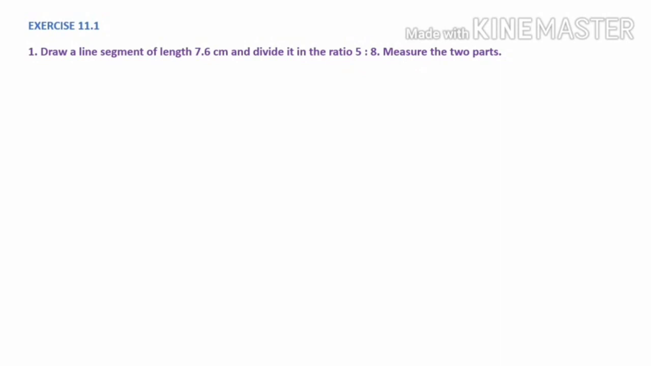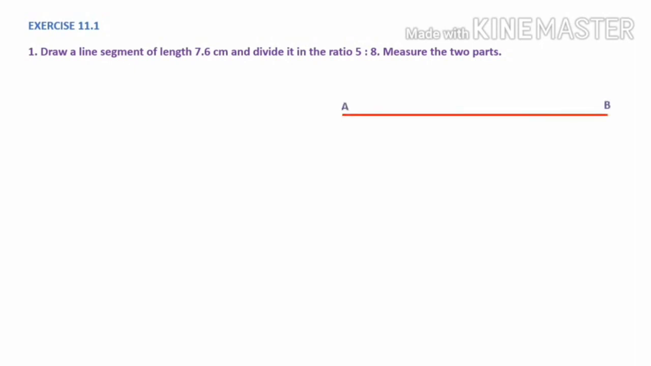Here first of all I will explain the process through a diagram without any measurements. Then we have to draw the actual diagram using ruler and compasses, and then we have to write the steps of construction. So in the examination you have to draw the diagram by using ruler and compasses by taking exact measurements, and the steps of construction we also have to write. It is compulsory. So let's explain the process.